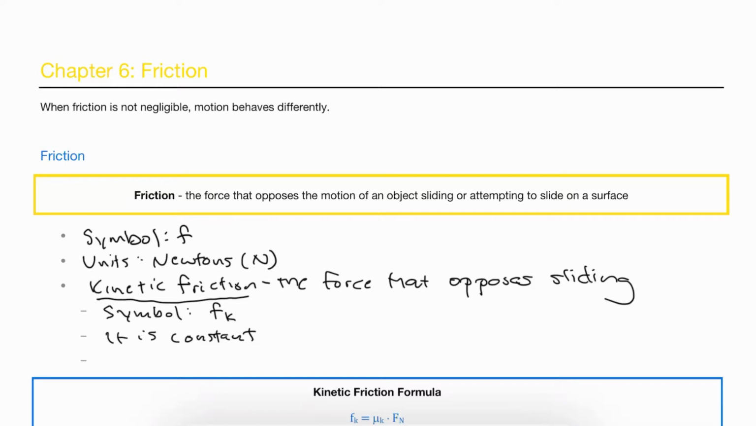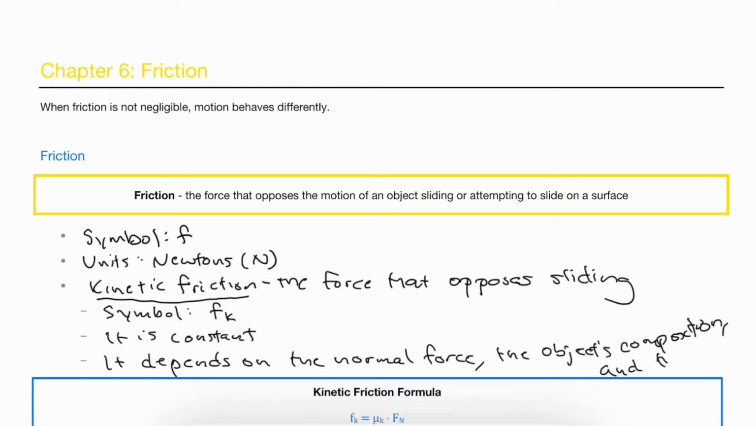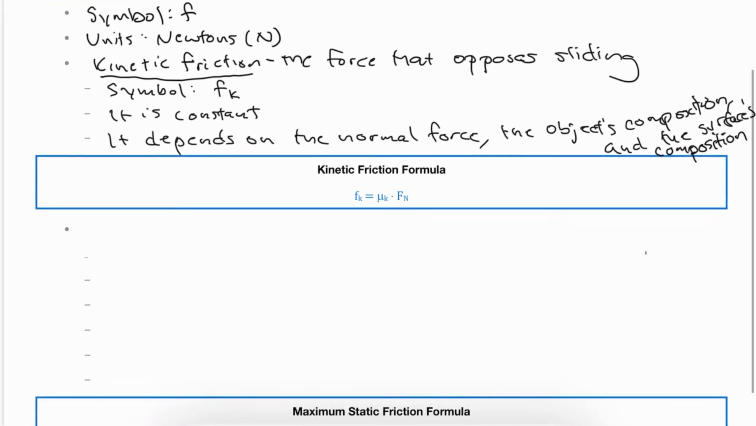Now, when we say that kinetic friction is constant, we mean it's constant depending on the object that we've selected as well as the surface. And so the kinetic friction really depends on the normal force, the object's composition, and the composition of the surface. But once these three things are established, we say it's constant because it doesn't change. So once we've selected our object and we've selected our surface, the force of kinetic friction is going to be constant from that point forward. And so you can see this in this formula here.